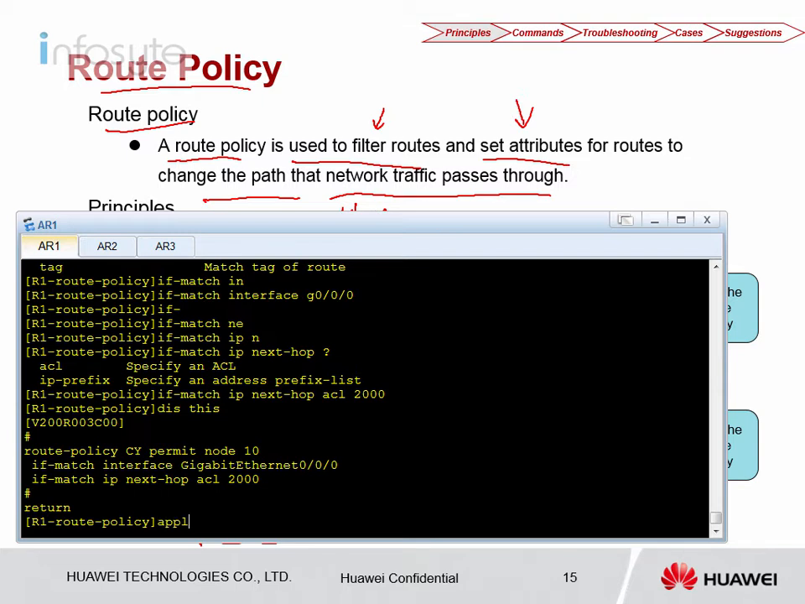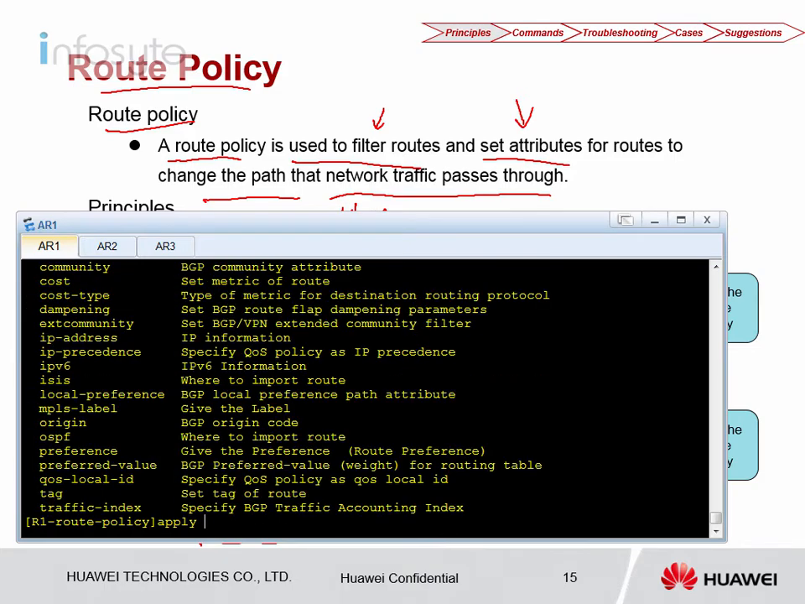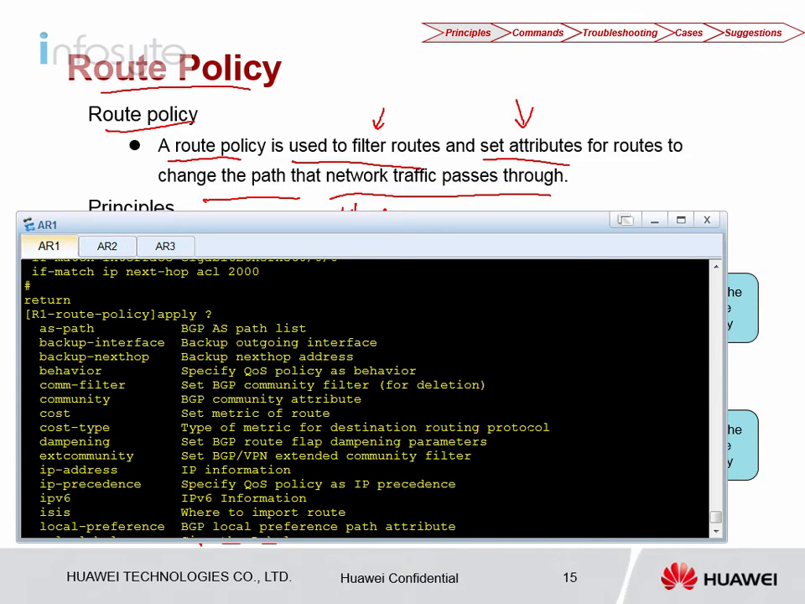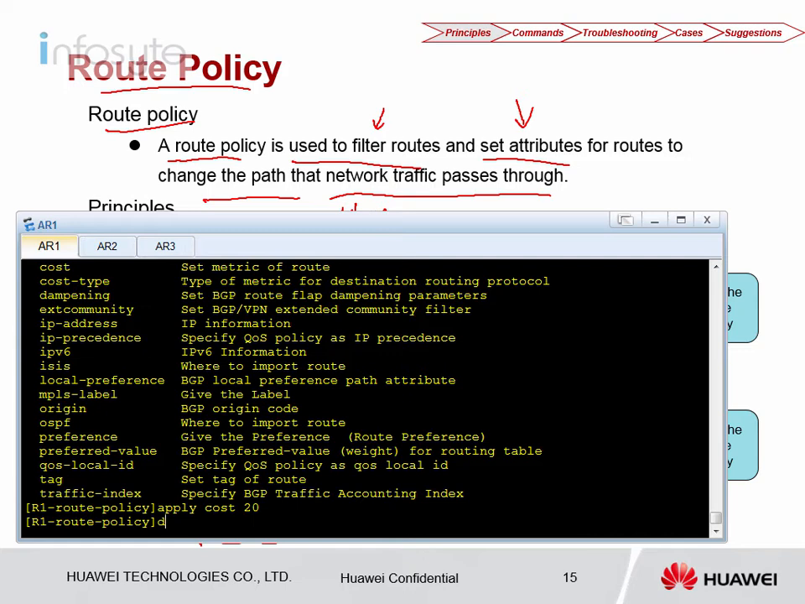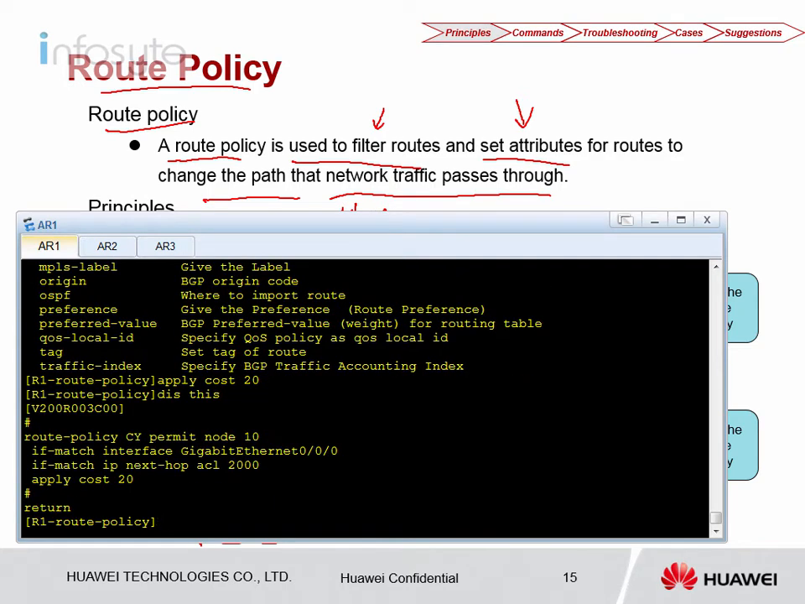Then I'm going to apply. As you can see, these are the apply commands. Assuming that I'm going to apply a cost of 20, there you go. When I do a display this, you can see that I have a route policy with the name CY. The action is permit and node number 10. For me to match this, I need to have two conditions matched. If both conditions are true, then I'm going to apply the cost. Else, I will go to the next node.